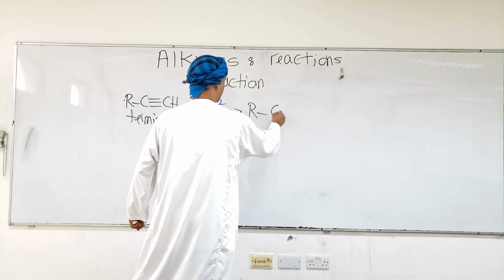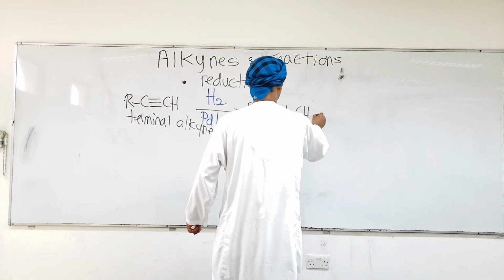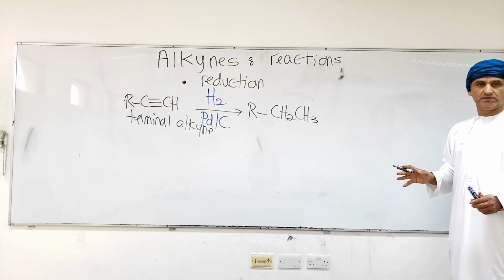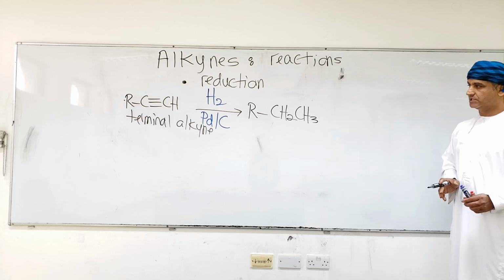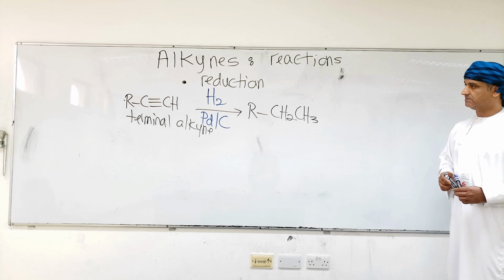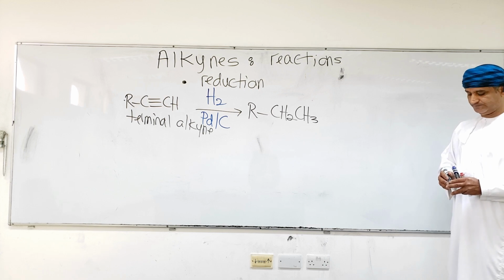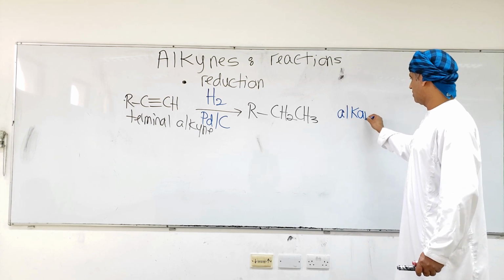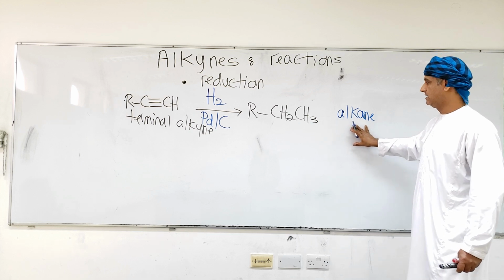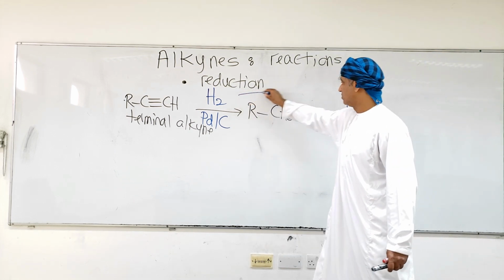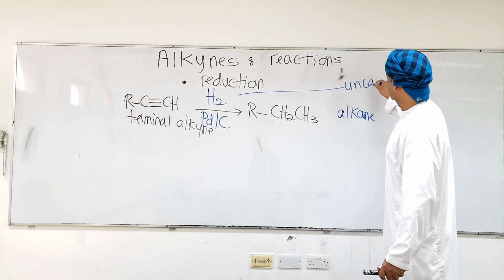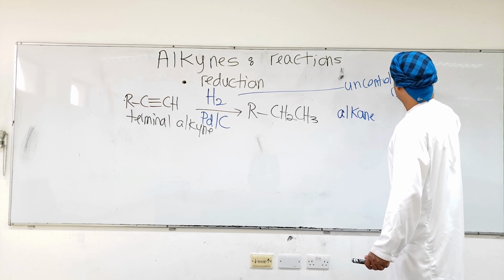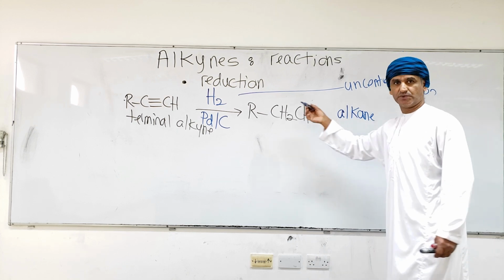So R and then CH2, CH3. This is a full reduction, complete reduction, uncontrolled reduction by the metal catalyzed hydrogenation reaction. So the corresponding alkane is therefore obtained. Okay, the corresponding alkane is obtained. This is uncontrolled reduction. The hydrogen gas is usually used in excess.